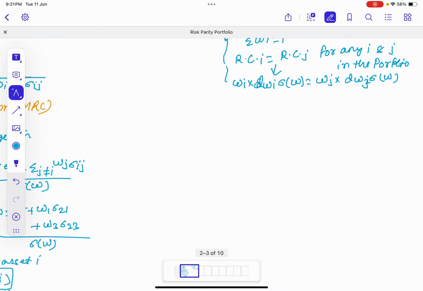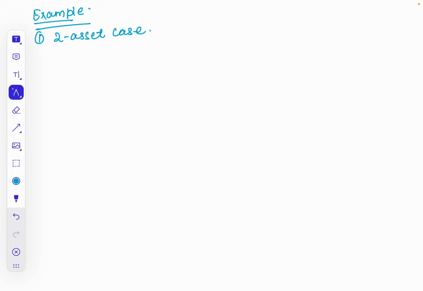Okay, so let us do an example. The first example is the two asset case. In this case we have two assets, so our weight vector will definitely be W1 and W2. We want to find W1 and W2, right? Got it? Now first of all, let us find the risk contribution of asset 1.